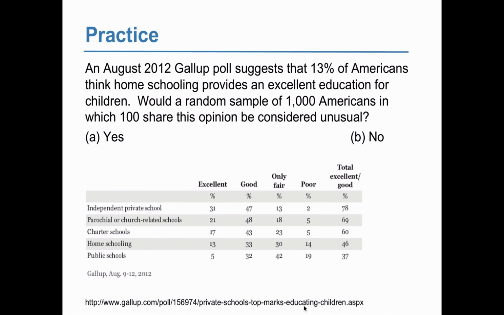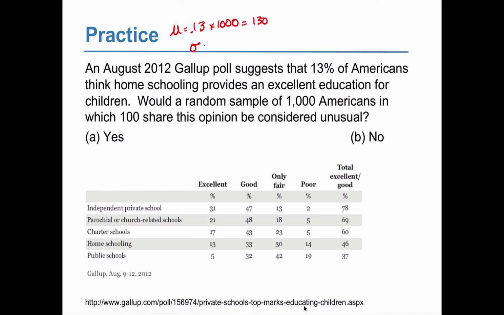All right, so 13% of Americans think homeschooling provides an excellent education for children. Would a random sample of 1,000 Americans in which 100 share this opinion be considered unusual? So our mean is going to be 0.13 times 1,000, which is going to be 130.